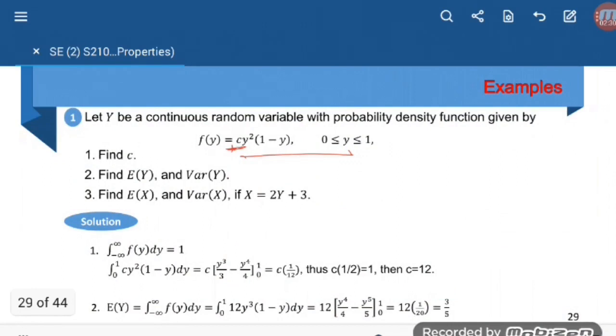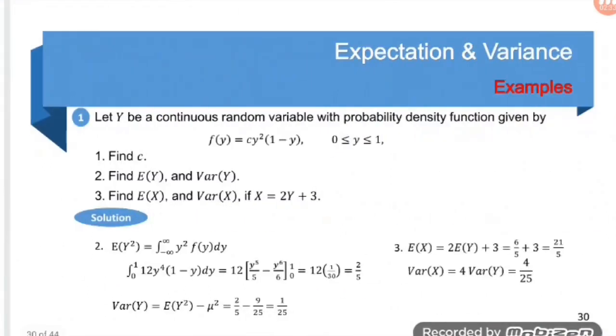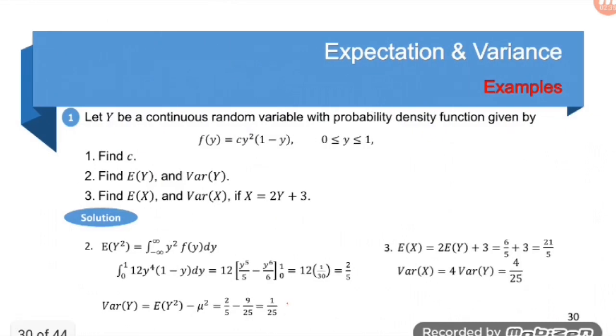Here we have the expectation is 3/5 and the variance is 1 divided by 25, and also the expected value of y squared equal to 2 divided by 5. Now we have a random variable, say x, and x equal to 2y plus 3. And we need to find the expectation and the variance for this random variable.